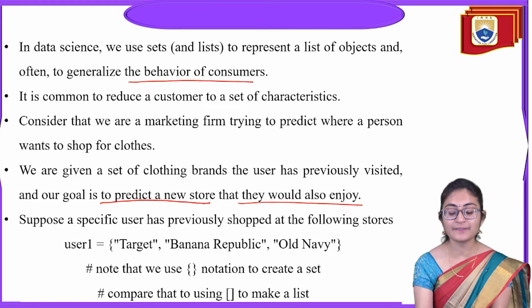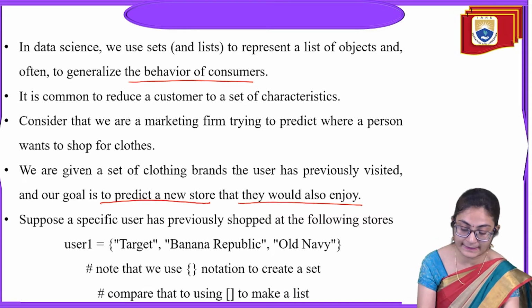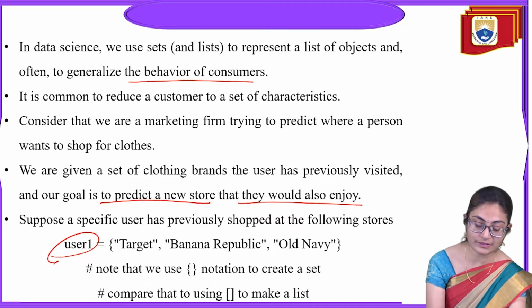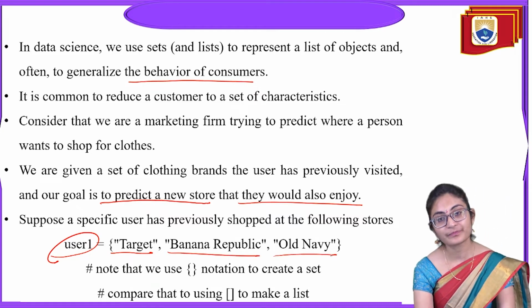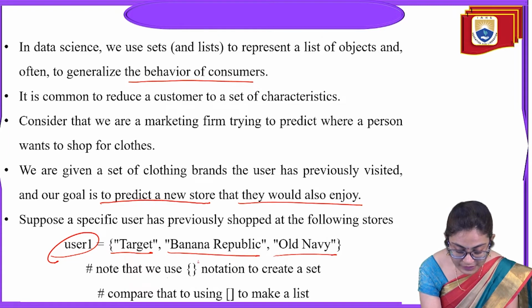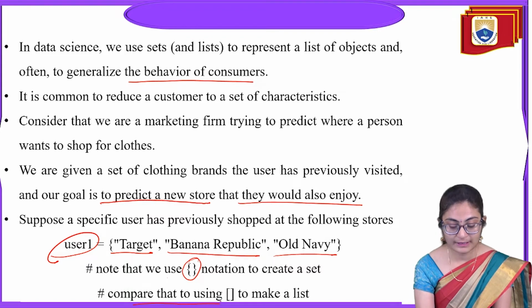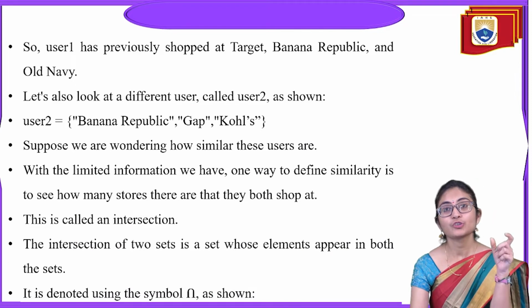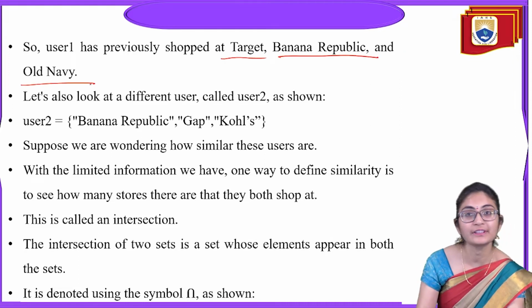Suppose a specific user has previously shopped at the following stores. For example, I have user 1. I used Target, then Banana Republic and Old Navy. We have used curly brackets for creating the set, and we are comparing those set lists using square brackets. Now, user 1 has shopped at Target, Banana Republic and Old Navy.